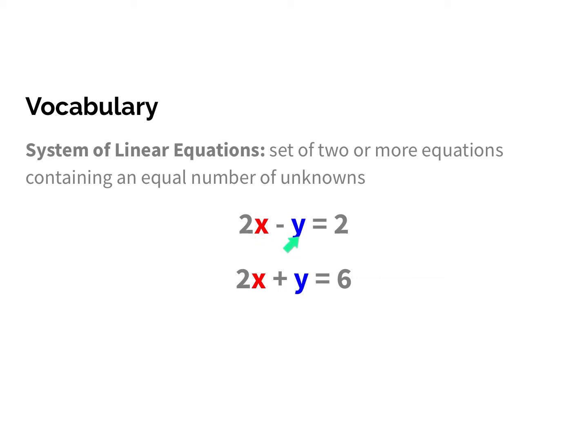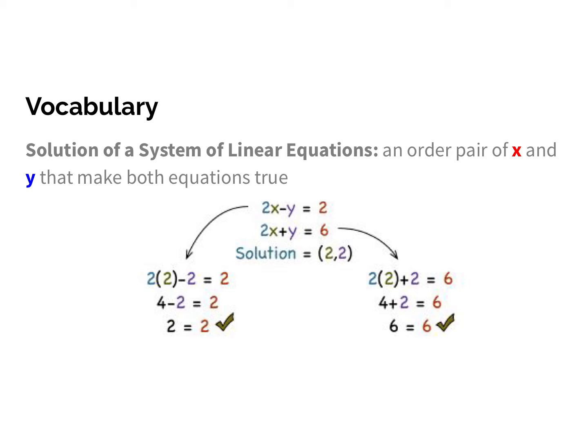Again, two unknowns, and I have two equations that are both different. I have a 2x, a minus y and a plus y, a 2 and a 6. So each equation is different from the other. Our goal is to use these two equations to figure out what x and y are. We're going to try and find what's called a solution to a system of linear equations.